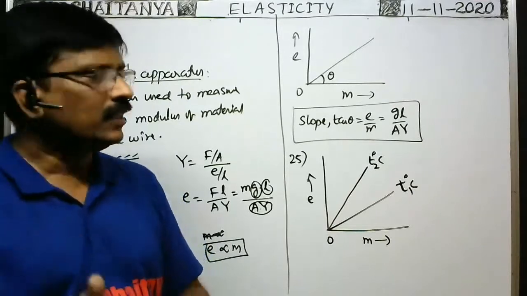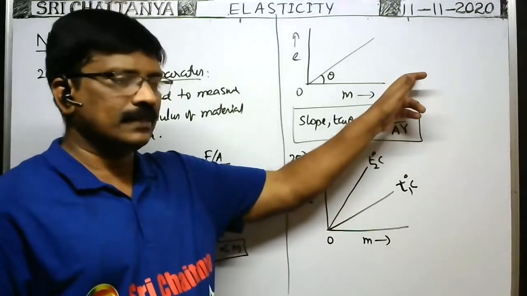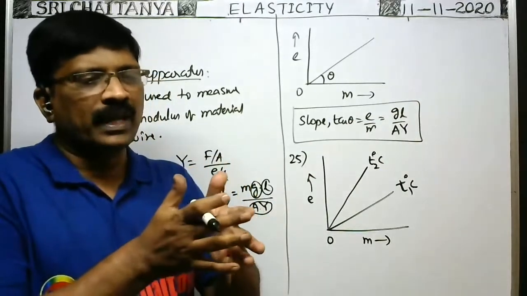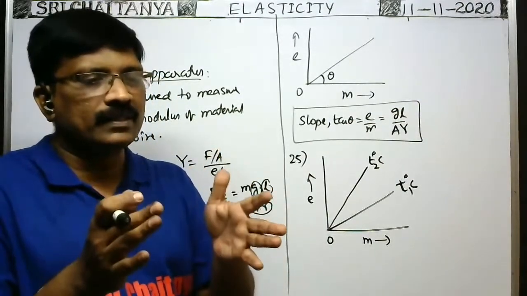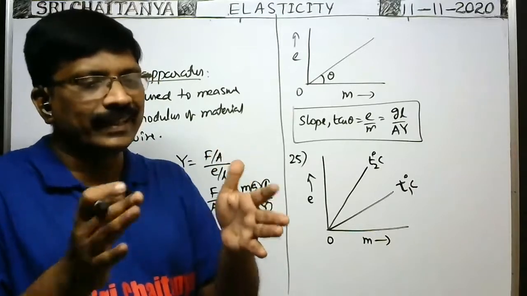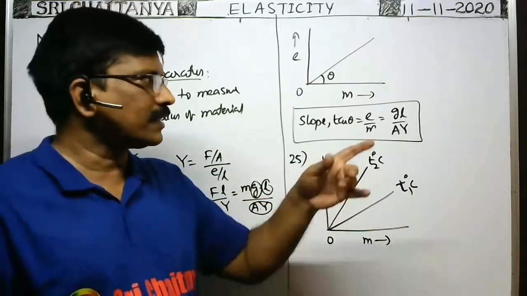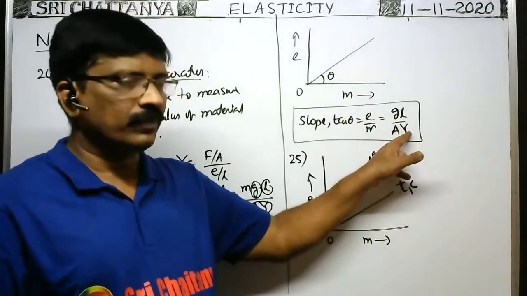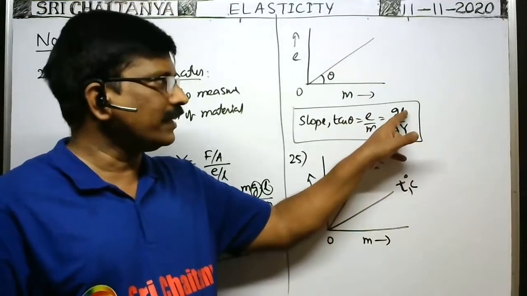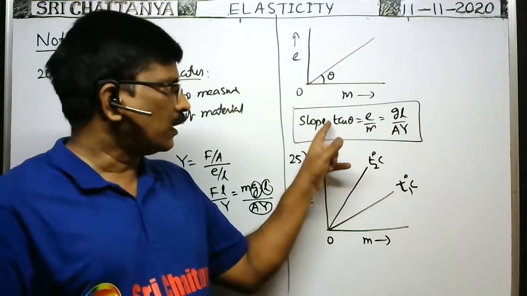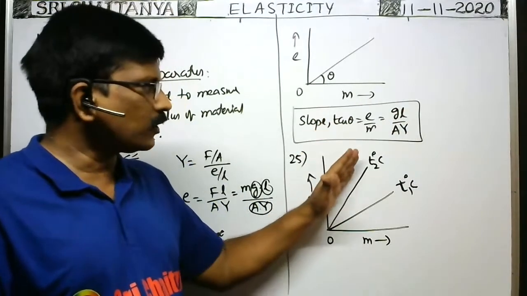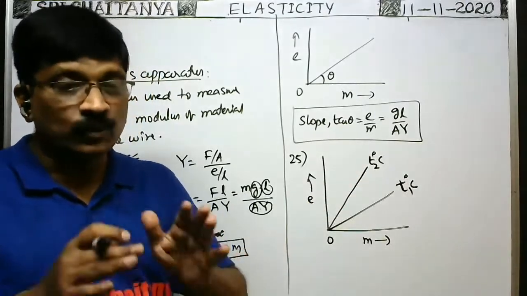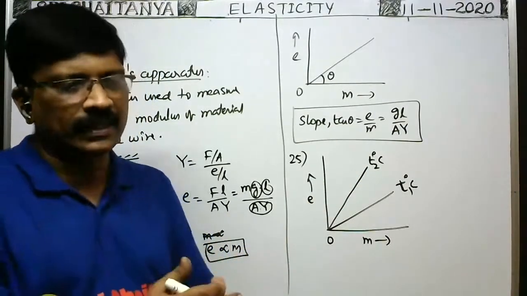When temperature increases, L increases. Y decreases because whenever the temperature is more, because of expansion, interatomic distance, intermolecular distance increases. When intermolecular distance increases, force decreases. So Young's modulus decreases. Young's modulus decreases and L increases, so the slope increases, the slope is higher here, so T2 is greater than T1. That is one way you can say.